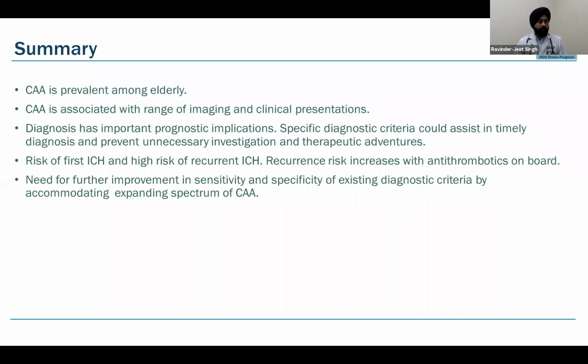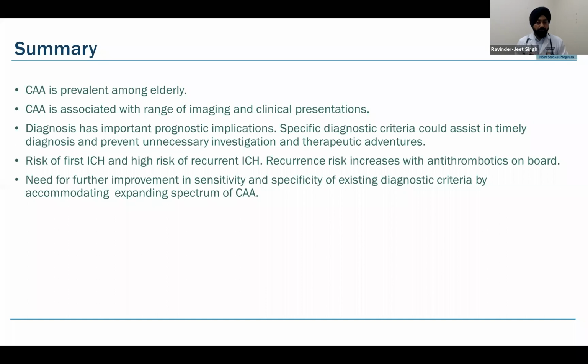And so in summary, amyloid angiopathy is prevalent among the elderly. It has a range of clinical and imaging presentations, which we are starting to understand. A lot of these imaging and clinical phenotypes are now being incorporated into the diagnostic criteria, and becoming familiar with the diagnostic criteria will help us improve the diagnosis in these patients and prevent either unnecessary investigation to look for some atypical etiology, and also reduce the therapeutic adventures which might happen over the course. For example, I discussed the transient symptom being given antithrombotics, or a patient with CAA given anticoagulants, especially in the setting of AFib. And again, that is a completely different topic where we could discuss the management and the challenges in the management of these patients.